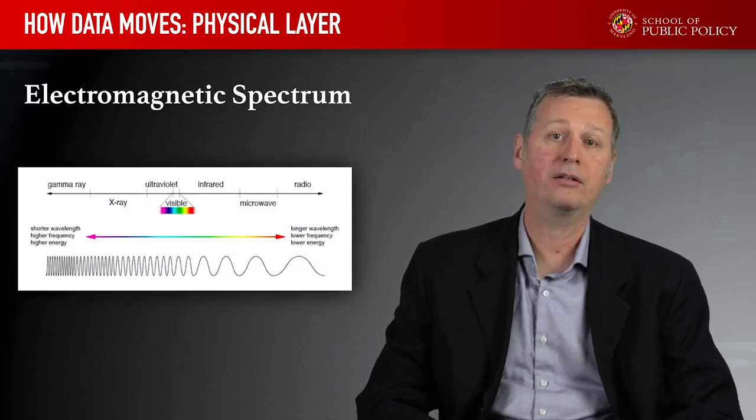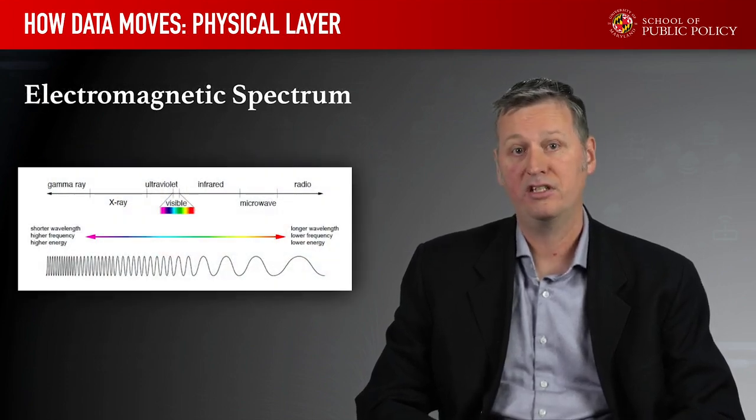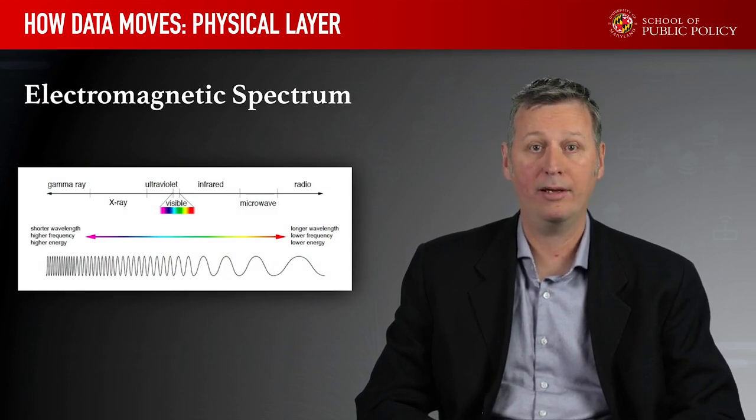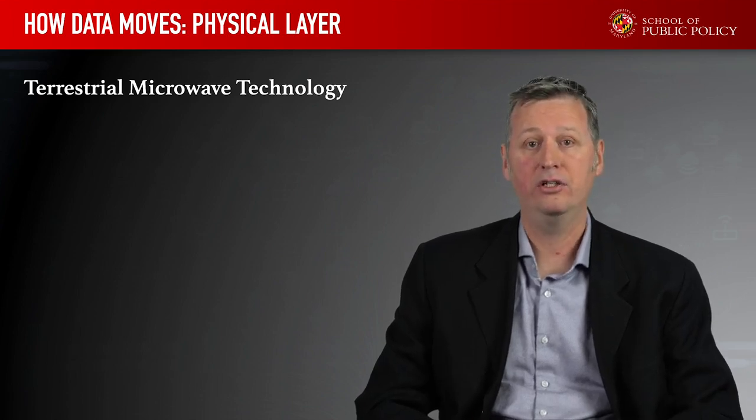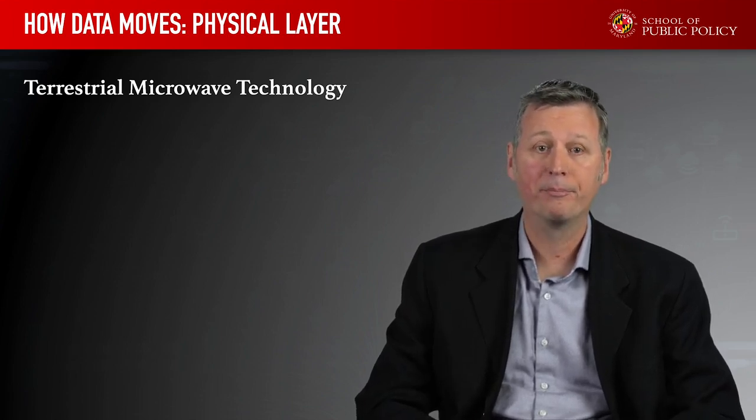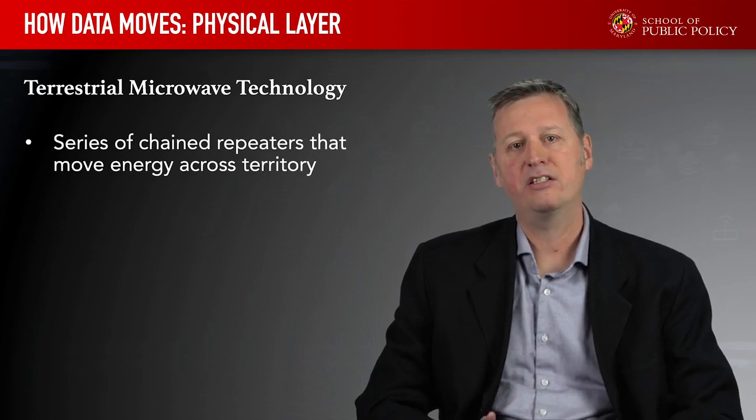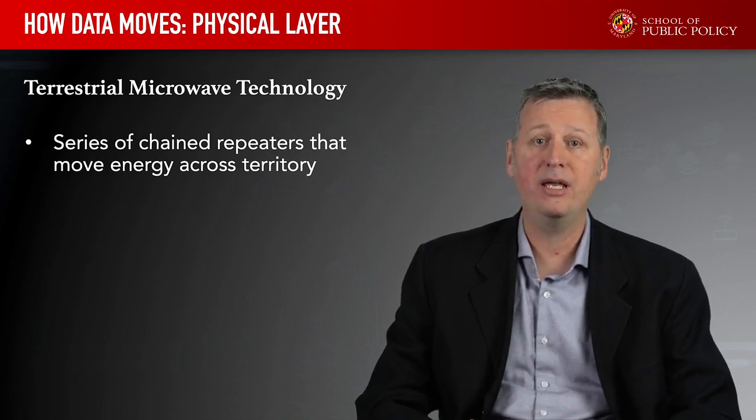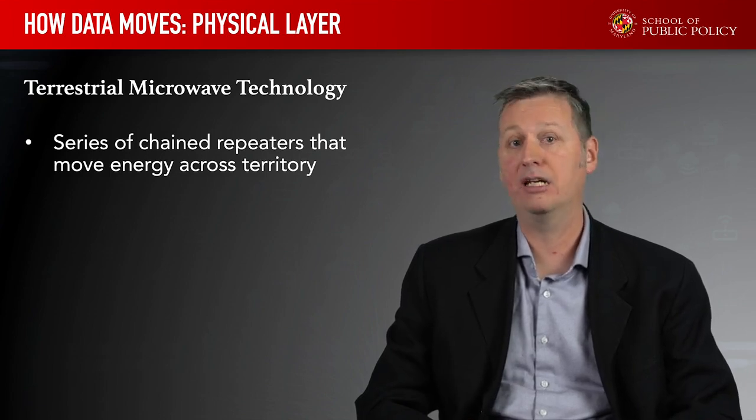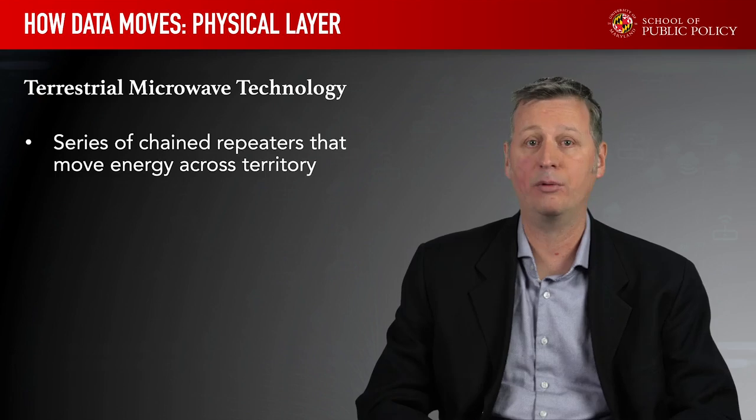Now let's talk about a different technology, specifically terrestrial microwave. So terrestrial microwave technology uses a different part of the spectrum. And specifically, we use a series of what are called chained repeaters in order to transmit energy that's been encoded with all the instructions that we had received from the application in the network layer across a piece of territory.